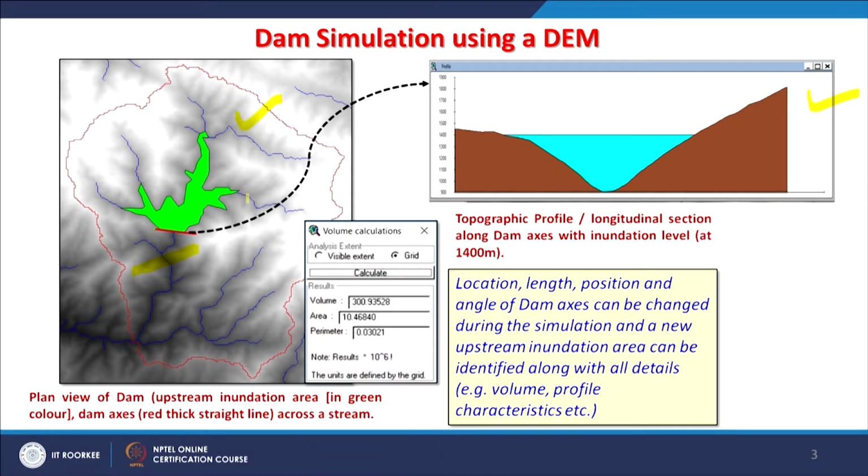Now, of course, as I just mentioned, there are many other parameters required to go for an appropriate or optimum decision. Then I need to know what is going to be the volume, and what is going to be the area and perimeter of this reservoir. That too can be done.